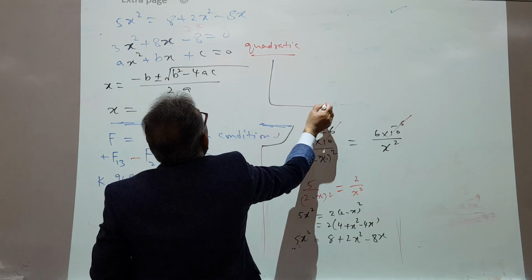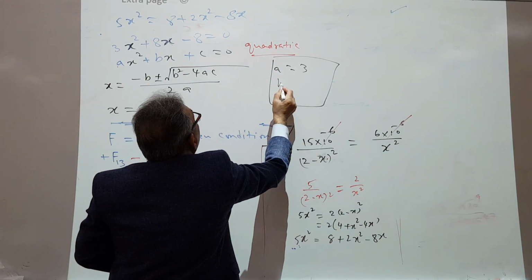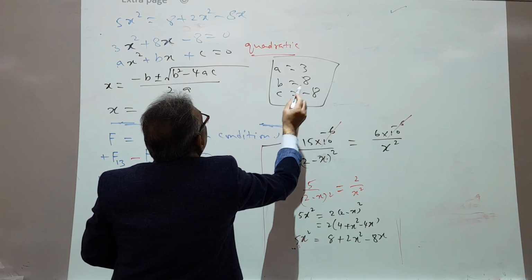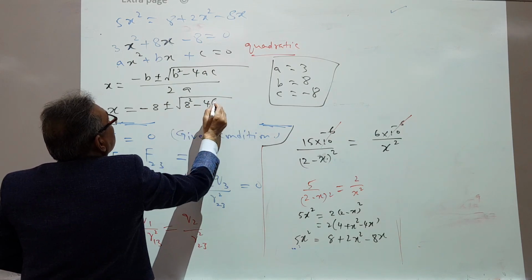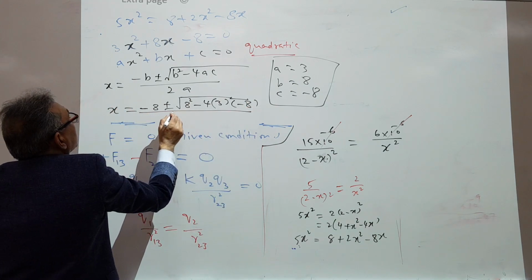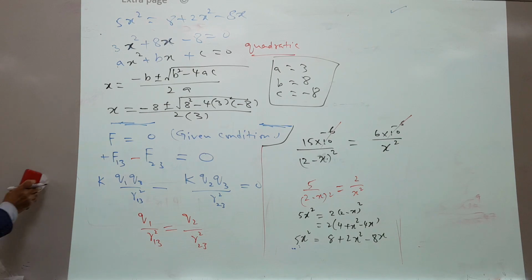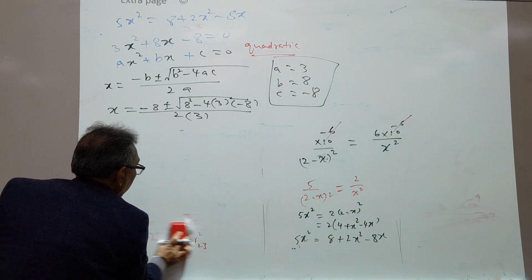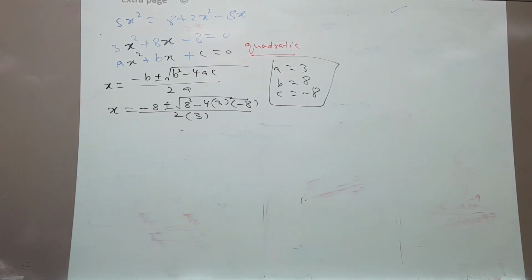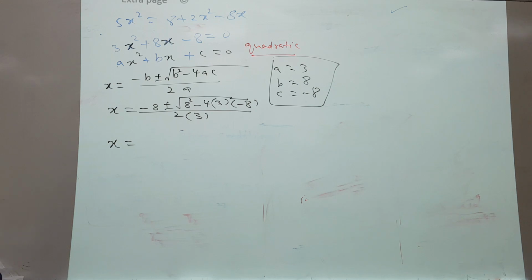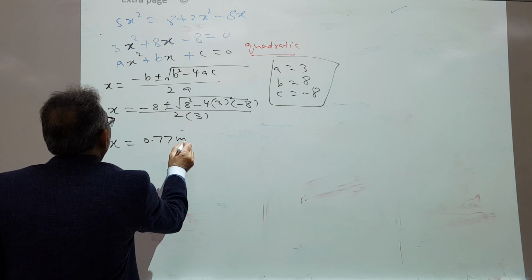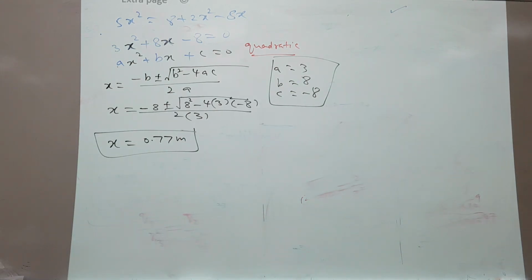So you would get, now you see here, a is equal to 3, b is equal to 8, c is equal to minus 8. Minus b plus minus the square root of b squared minus 4ac over 2a. All right. So you would get x is equal to two values, plus and minus, right? So we take only the positive value, which is 0.77 meter. This is how you calculate.